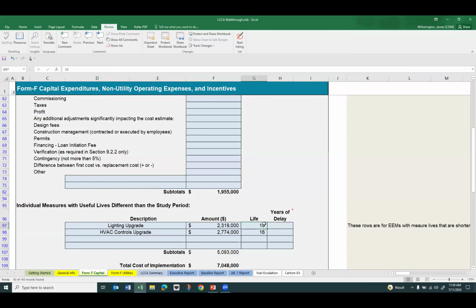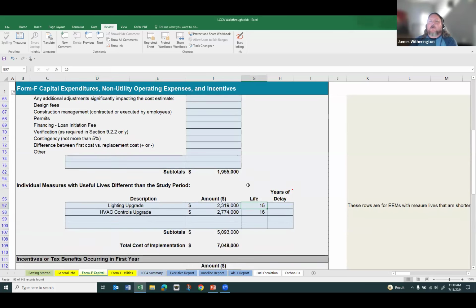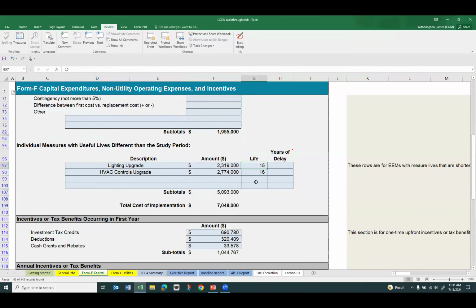Like, how well defined is it how that additional future cost is required to be implemented? So if I hear you correctly, what you're looking at is the individual measures with useful lives different than the study period. And what this has said is, every 15 years, you would have a full lighting upgrade. Correct. So if instead the life was different, let's say, for example, 15 years. Well, so this is actually for the alternative.